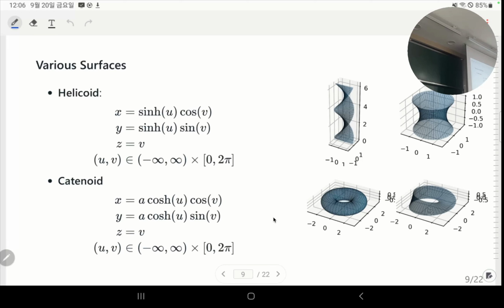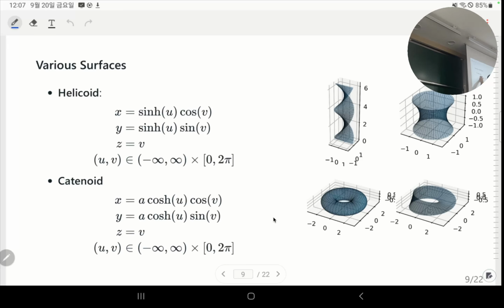The helicoid, which one do you think is a helicoid among these four? So helicoid somehow reminds you of the word helicopter, right? Helicopter rotates. So which one rotates? So this one looks like it rotates. So this is a helicoid.